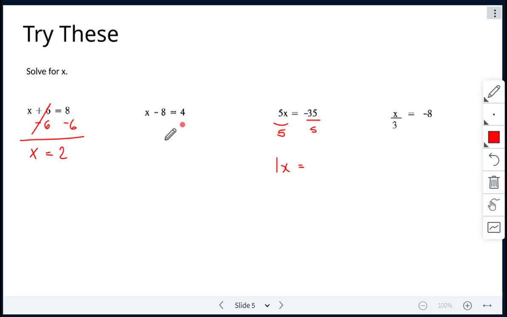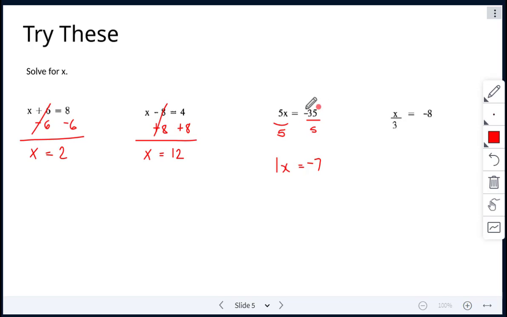Here we have x minus 8 equals 4. So we have to do the opposite, which is add 8 to both sides. We're left with x is equal to 4 plus 8, which is 12. All right, here I had already started kind of solving it. We have 5x equals negative 35. So we would divide by 5 on both sides. 5 divided by 5 is 1x, which you can just write as x. And then negative 35 divided by 5 is negative 7.